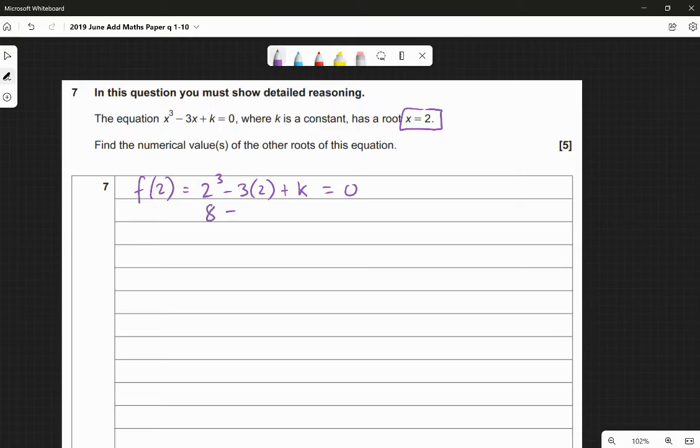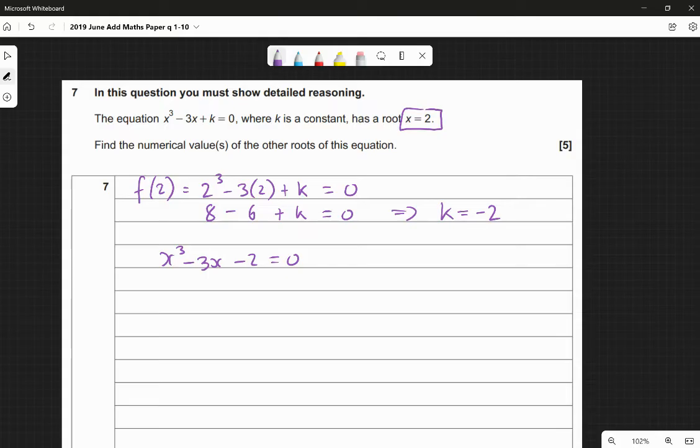So 8 minus 6 plus k equals 0. So therefore k is 2. Sorry, k is negative 2. So I've got the value of k. So I know my equation is the equation x cubed minus 3x minus 2 equals 0. I need to find the numerical values of the other roots of the equation. So this cubic.